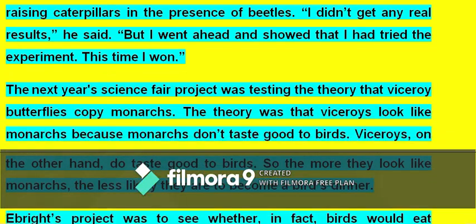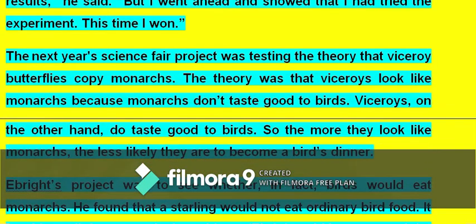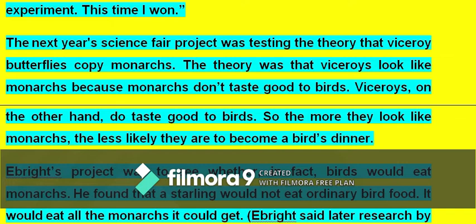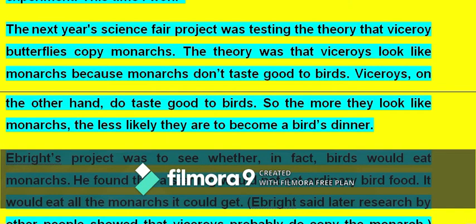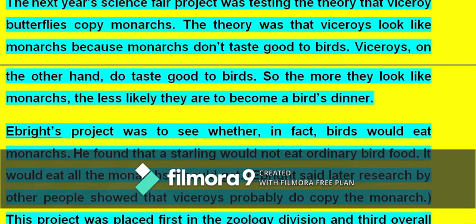His science fair project was testing the theory of viceroy butterflies, the butterfly which copied monarchs. The theory was that viceroys look like monarchs because monarchs don't taste good to birds. Viceroys, on the other hand, do taste good to birds. So, the more they look like monarchs, the less likely they are to become a bird's dinner.